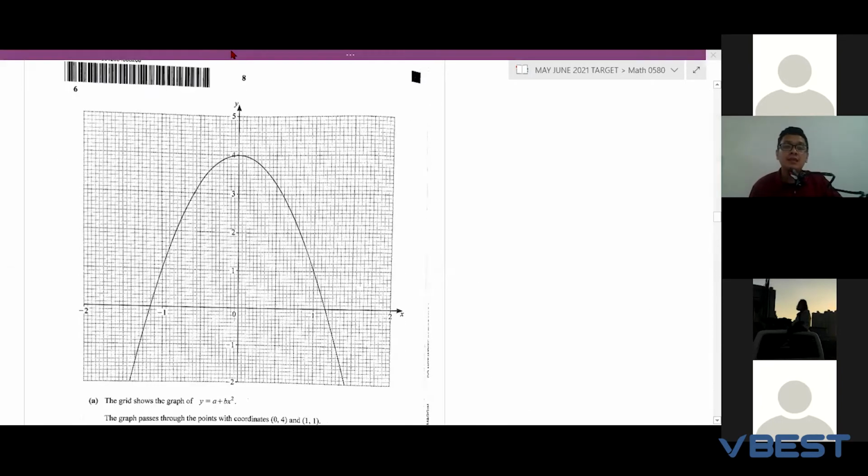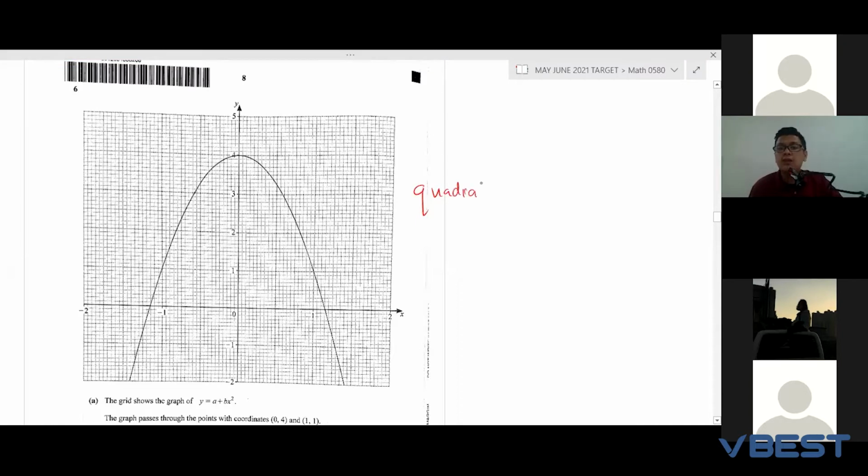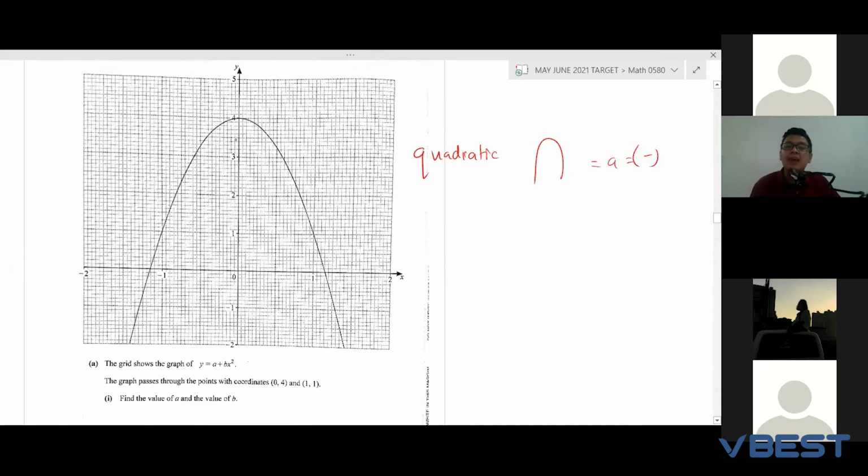From here, you can detect that this is the graph of a quadratic. Is it a smile face or a sad face? This is a sad face. If it's a sad face, the a must be a negative value. Okay, so from here you can see that the y-intercept is also equal to 4, which is the c value equal to 4. That means it's actually the y-intercept.